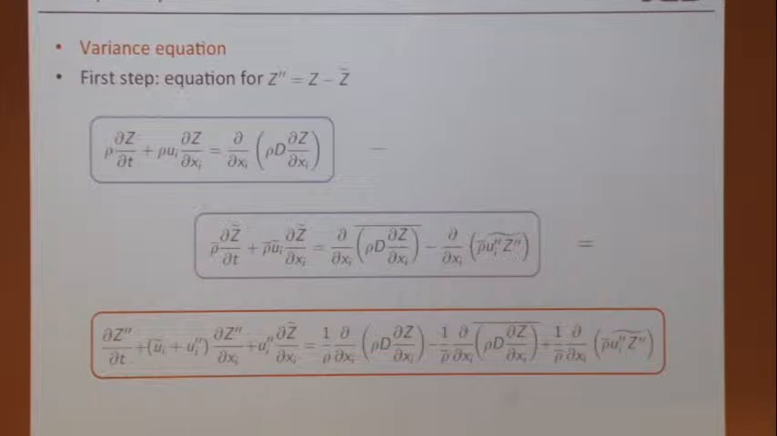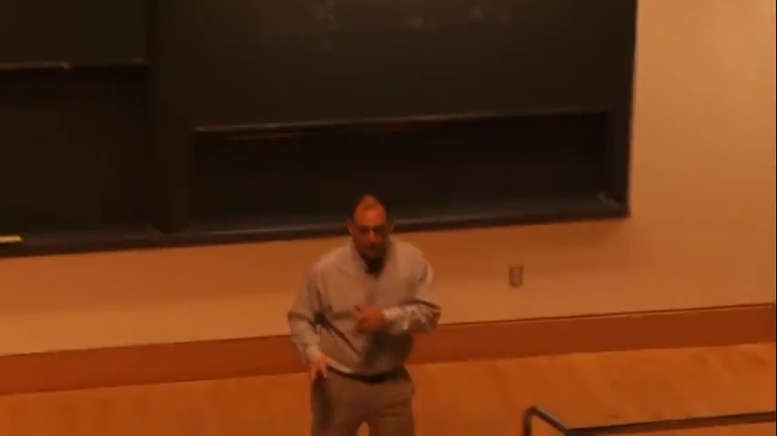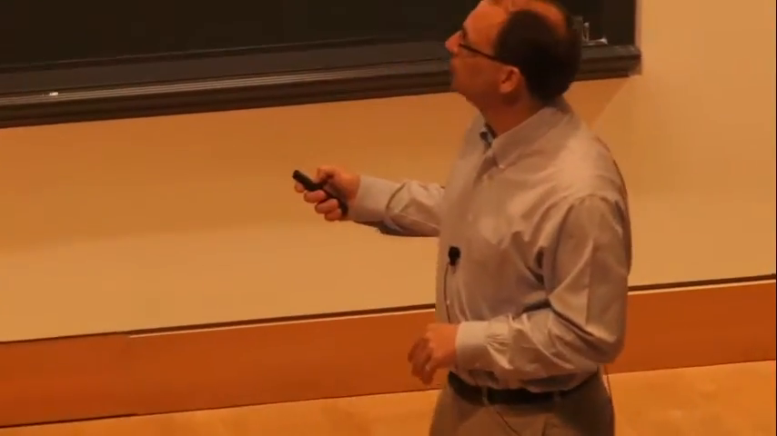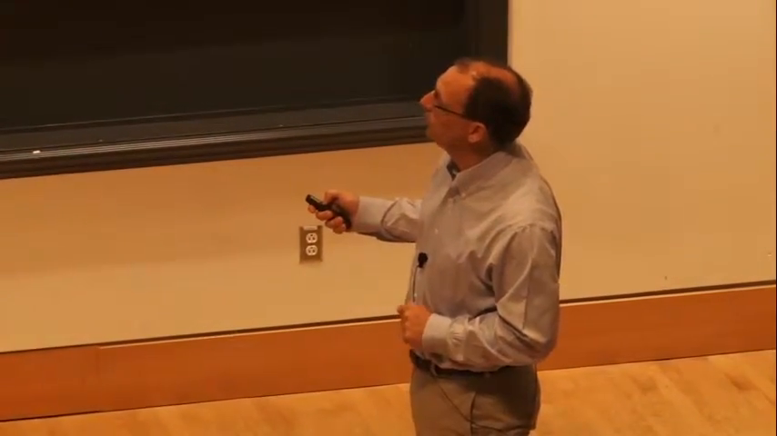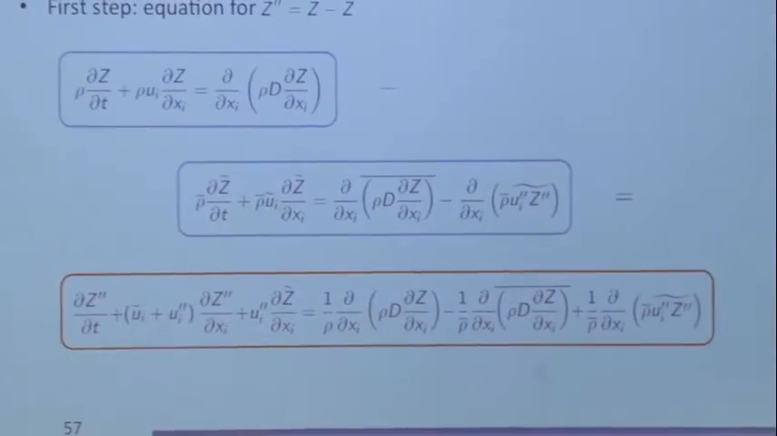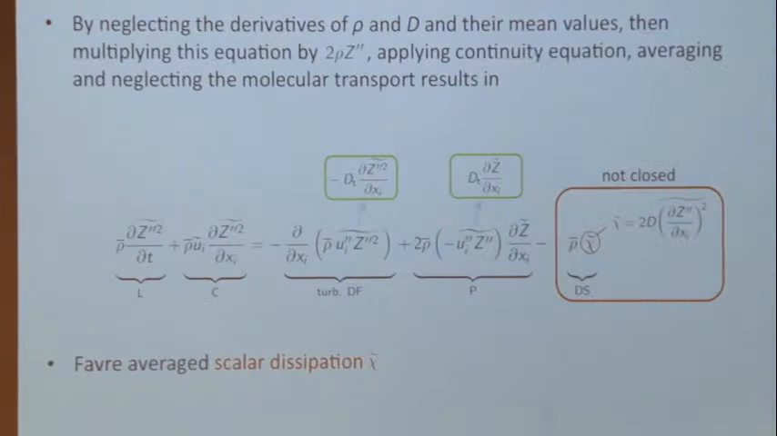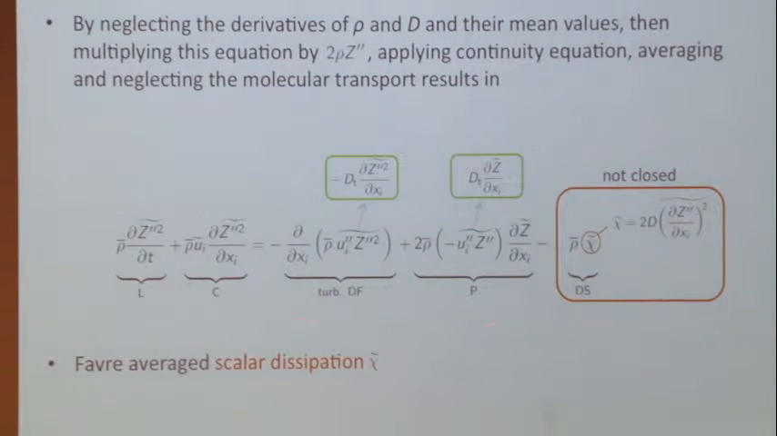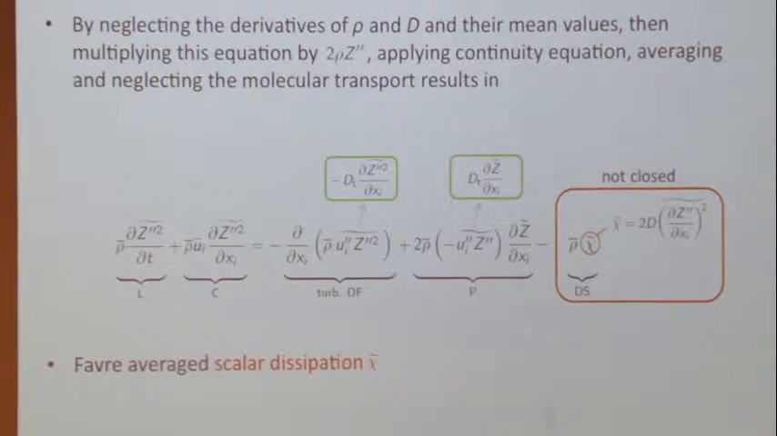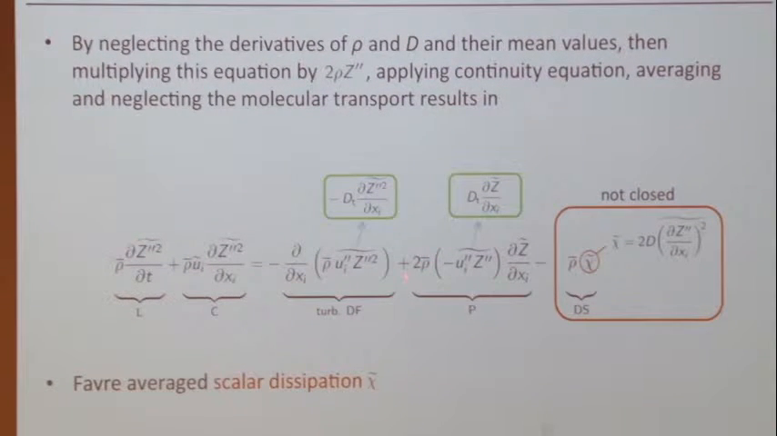Now I multiply that by z prime prime, an average, and then you see I get an equation for, so this would then be 1/2 z prime prime squared average. That's the scalar variance. So if you do that, then this is what you get. I said it's 1/2 multiplied by 2, and you see the 2 ends up here somewhere.